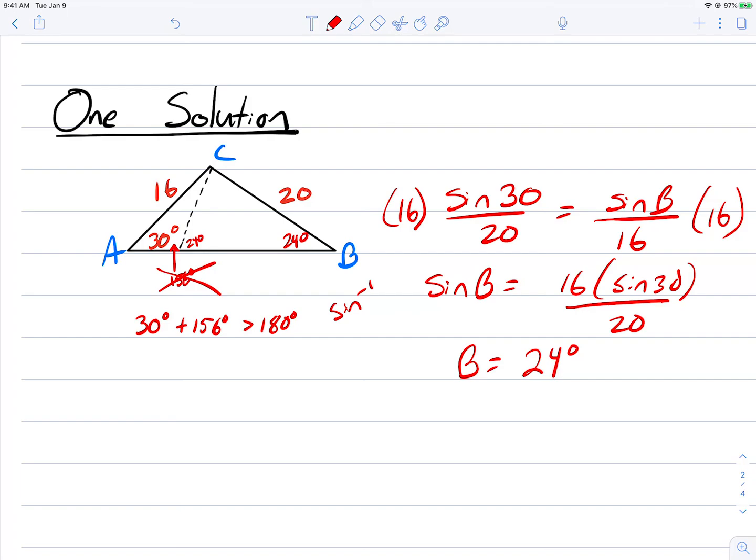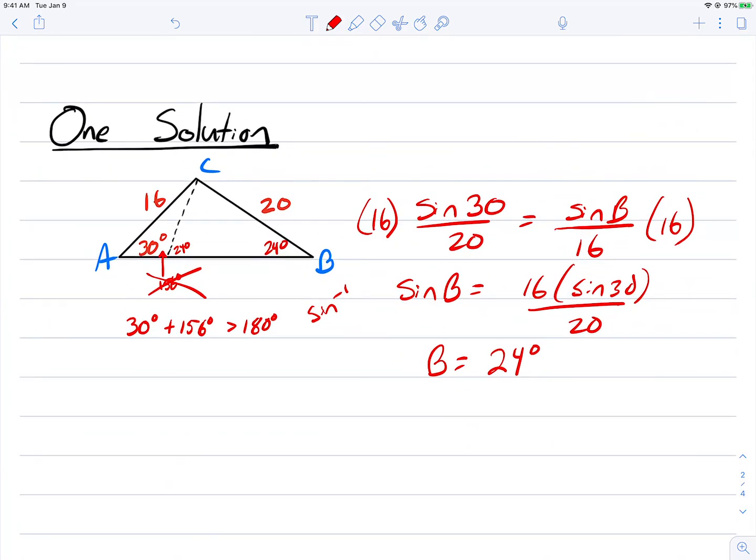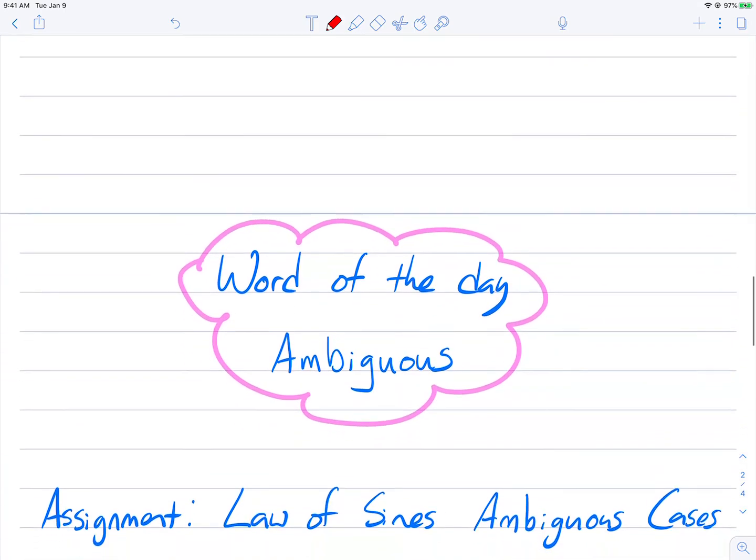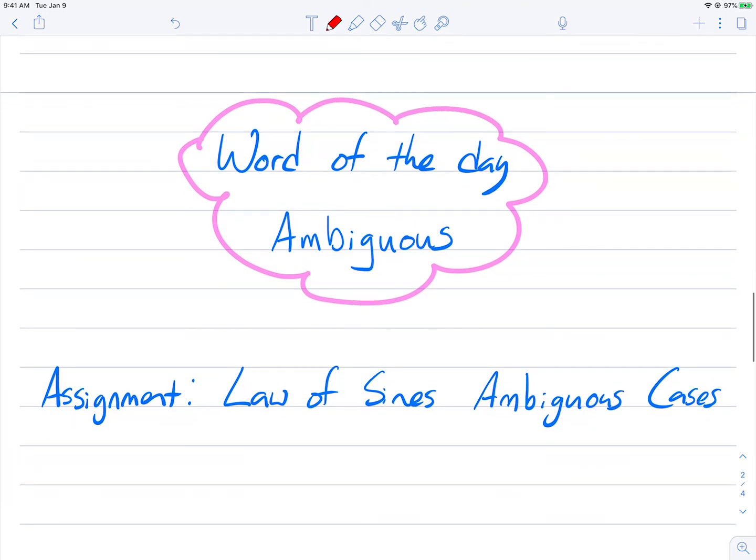So when you're going over these problems, first, no solution means you're going to get an error in your calculator. If you don't get an error and you get an answer, you need to check, does the supplement create an obtuse triangle? So those are your three options. Your word of the day, I like this word, is ambiguous. Make sure you spell it correctly.